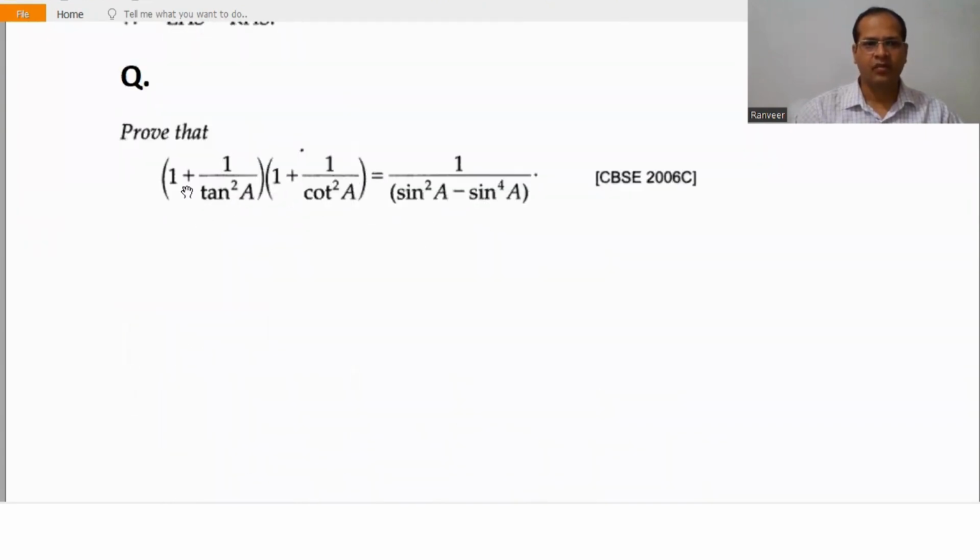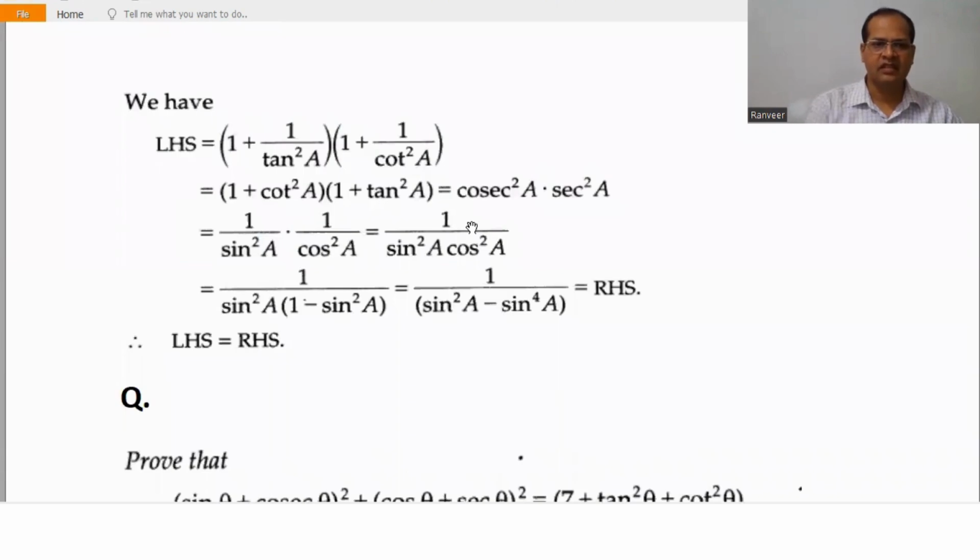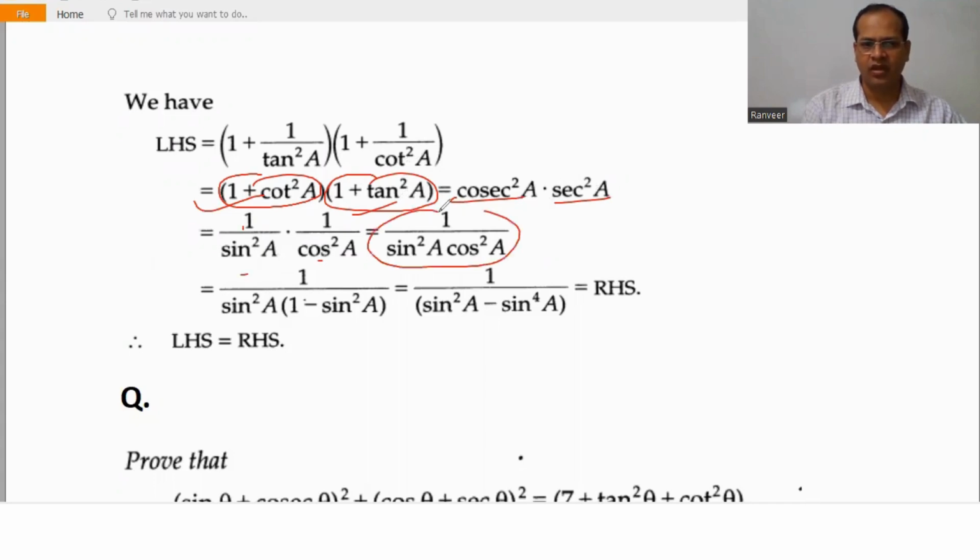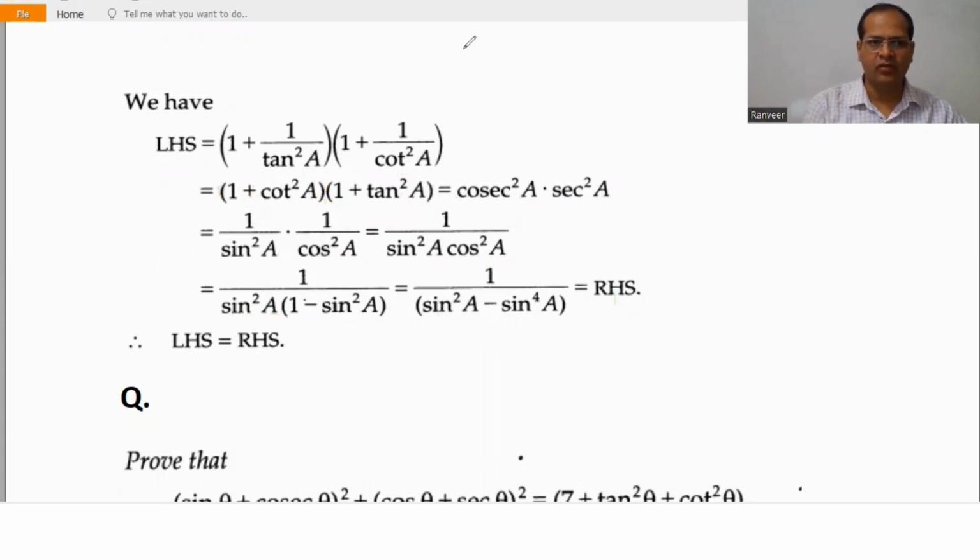Now next, 1 plus 1 by tan square A, and 1 plus 1 by cot square A is this value. In this case, just take 1 plus tan square A by tan square A, and we can take 1 plus cot square A, and 1 plus 1 by cot square A, this we can take 1 plus tan square A. The value is directly formula based, and this is cosec square A and sec square A. Convert this into sin A and cos A. So this becomes 1 by sin square A cos square A. Now, whatever is required, based on that we have to convert sin square A, 1 minus sin square A, and this is the RHS value that we have to prove.